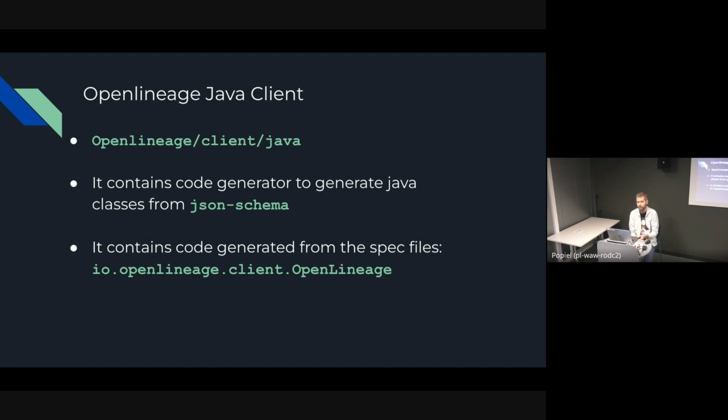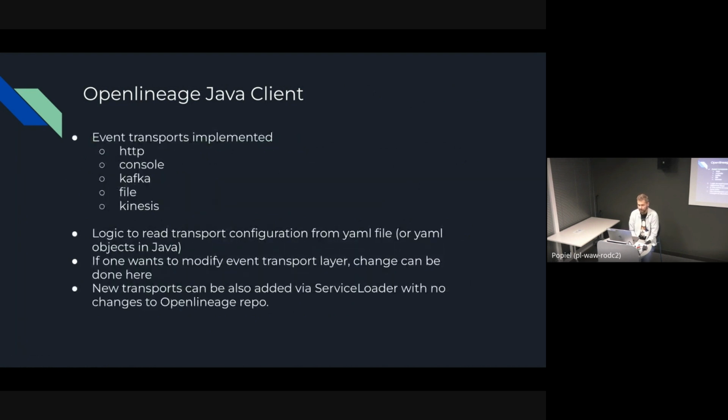And for Python, Kuba, still not. What a pity. So in Java, we generate the OpenLineage code based on the JSON schema, and we have a generator based on JavaPoet for that. This is the OpenLineage class that gets generated. It has builders and useful methods to create whole events.